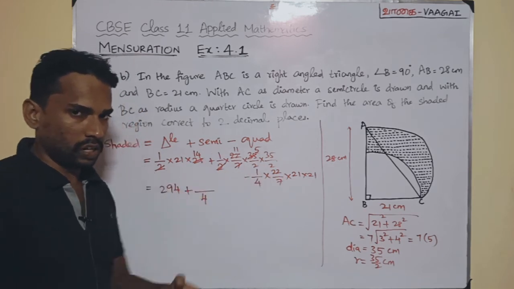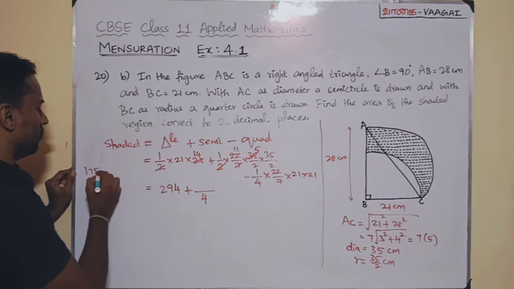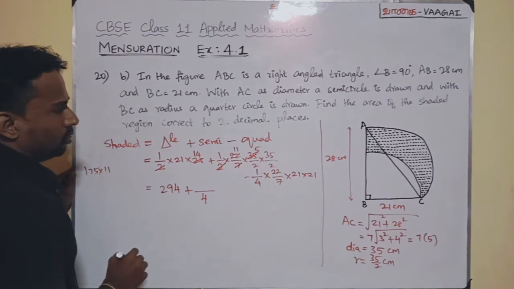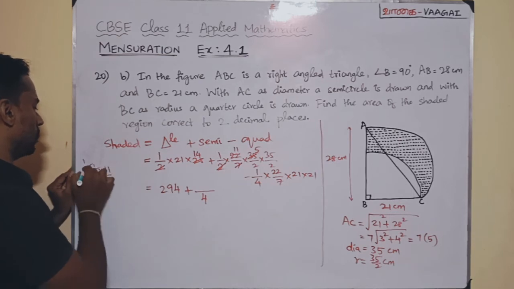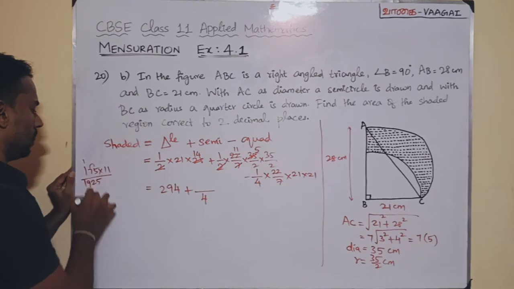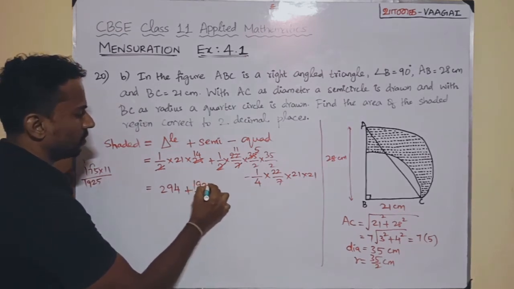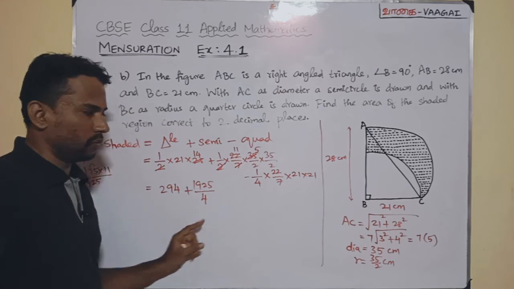So 5 into 35 will be 175. So I will separately multiply this 175 into 11. This will give you 5 plus 7 is 12, 1 carry, 1 plus 7 will be 8, 8 plus 1 is 9, and then again a 1. So 1925 by 4. Okay, fine, yes, because 2 2s are 4. That's how this denominator 4 comes.